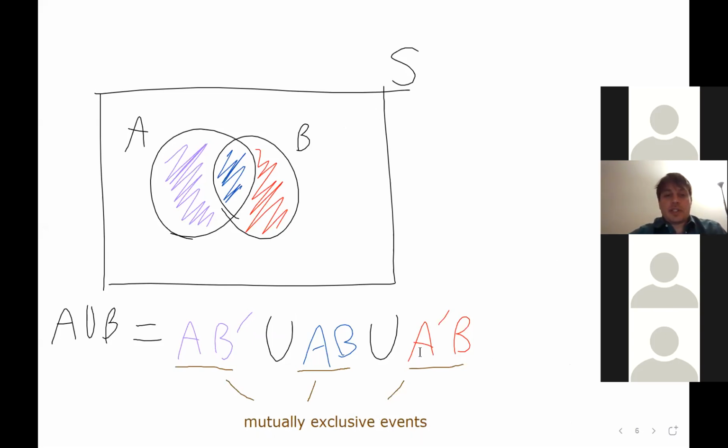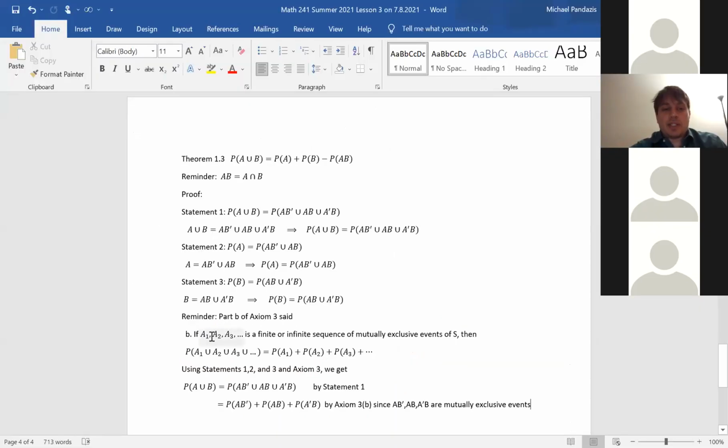Okay, so these 3 sets are mutually exclusive events because these 3 events don't overlap, right? None of them can occur at the same time. Okay, so good. Part B of axiom 3 said if you have a finite or infinite sequence of mutually exclusive events of S, P of their union, P of the union of 3 mutually exclusive events is the sum of the 3 probabilities. So that's by part B of axiom 3.